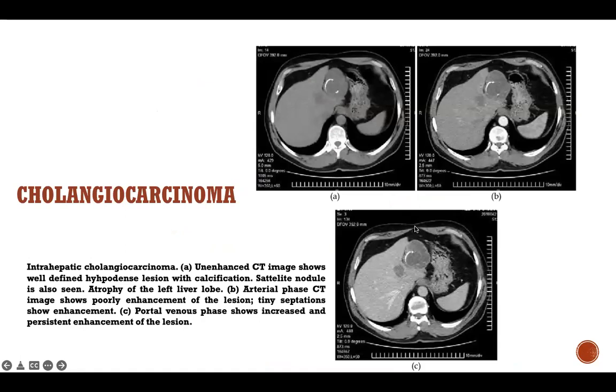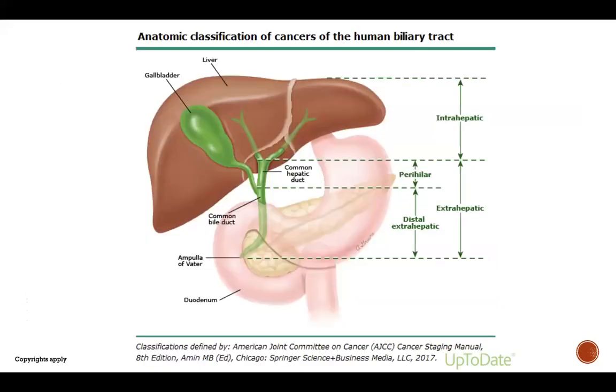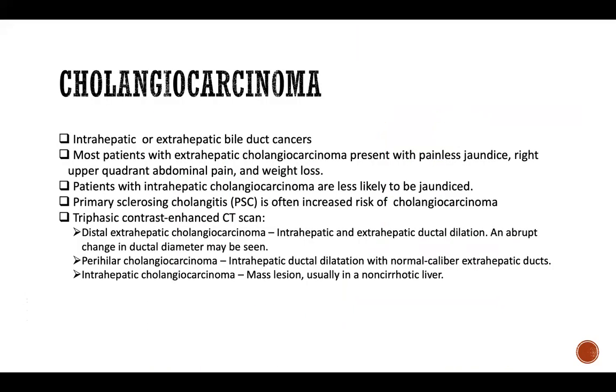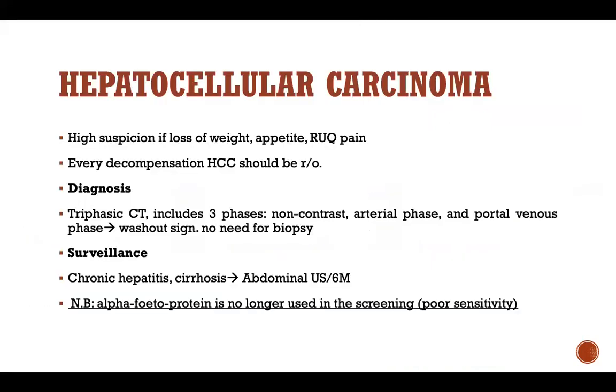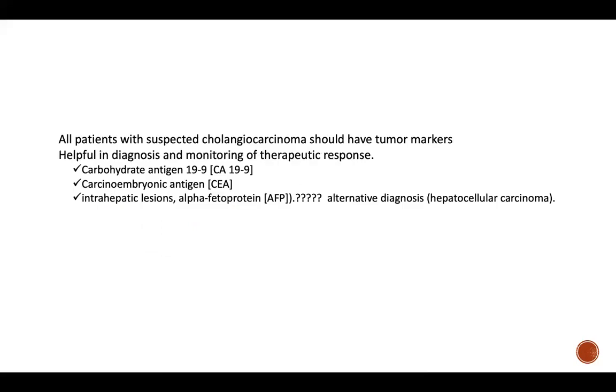This is a CT scan with triphasic contrast for the cholangiocarcinoma. It's not really interesting for a fourth-year medical student, but you should know the symptoms and signs of cholangiocarcinoma and how would you differentiate between the three types of cholangiocarcinoma. Also, the hepatocellular carcinoma is very, very essential and important to understand.